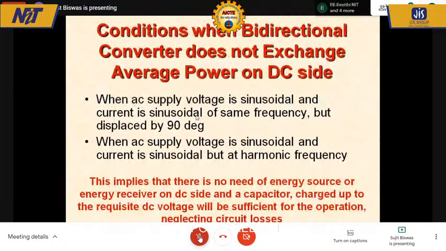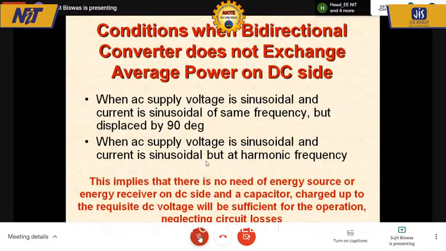Then you'll realize that there is no average power exchange, because with a 90-degree phase shift between a sine wave voltage and current, there is no power exchange. And also, when the AC supply voltage is sinusoidal and current is sinusoidal but at harmonic frequency, if my template is not a fundamental current, if it is a pure harmonic frequency current, let's say a fifth harmonic current, then also there cannot be any average power exchange, because I had shown right at the beginning there is no power consumed.